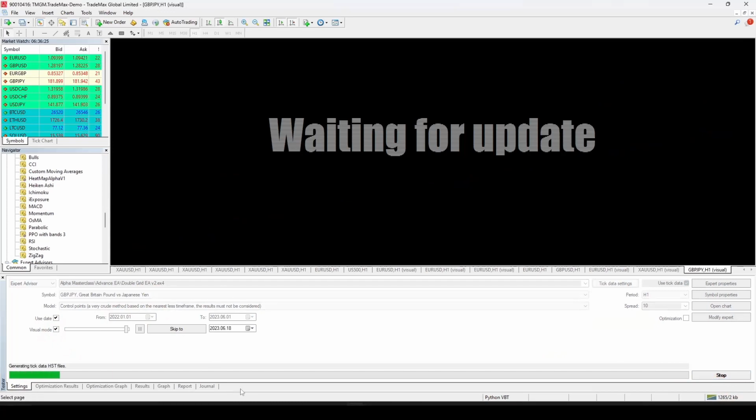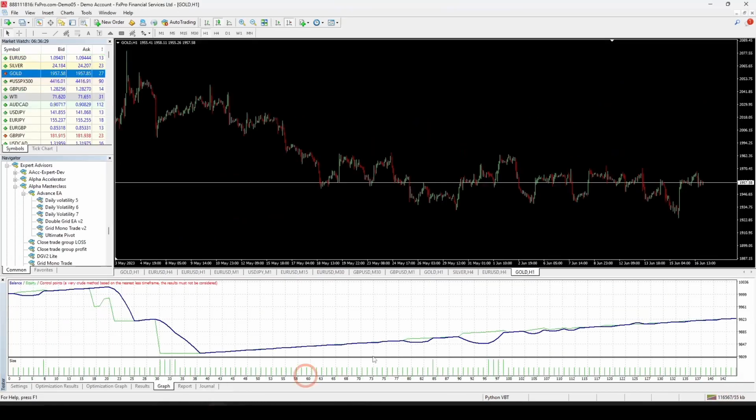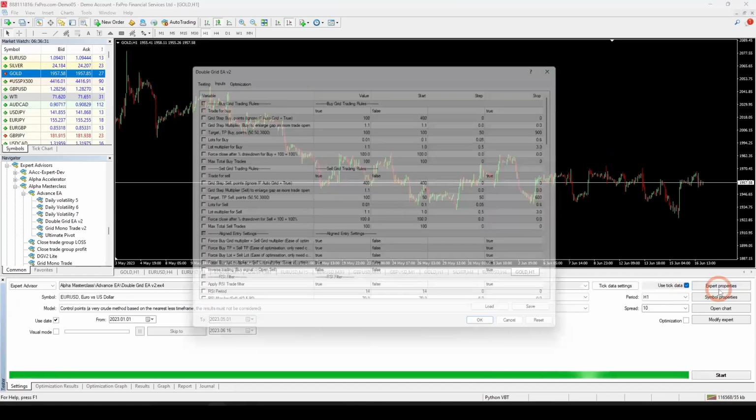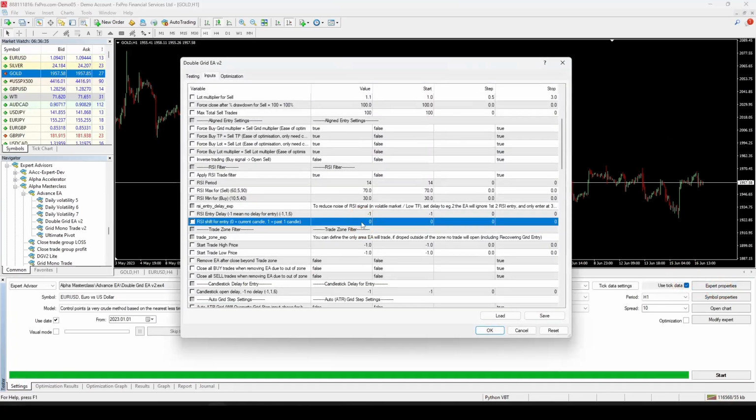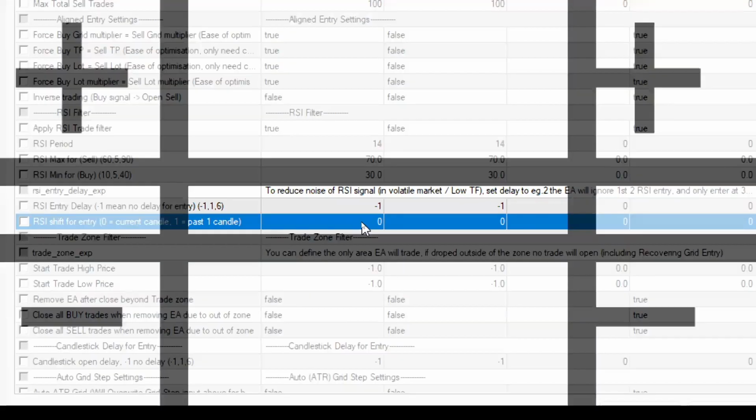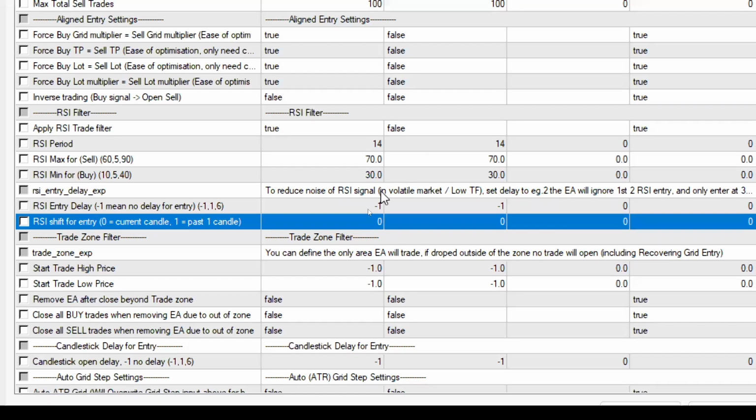Now, while it is running, I also would like to add one more metric. By default the RSI shift is 0, meaning that I enter the trade immediately when the RSI enters 70 or 30 at the current candlestick. Now this is a good idea for the real life market, but for backtest, it is really a bad idea, whereby it cannot enter the trades accurately compared to the real life market.